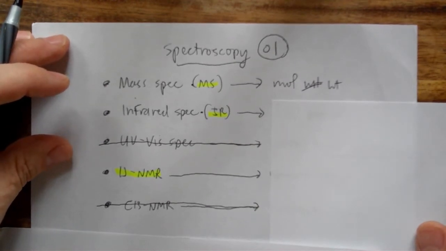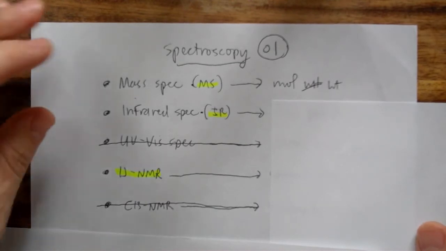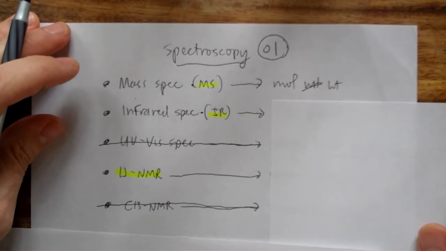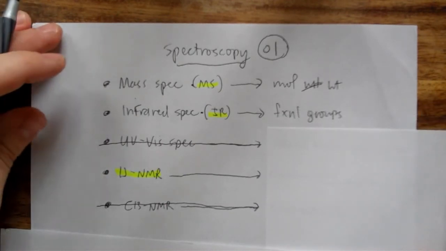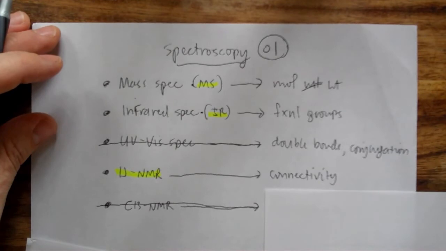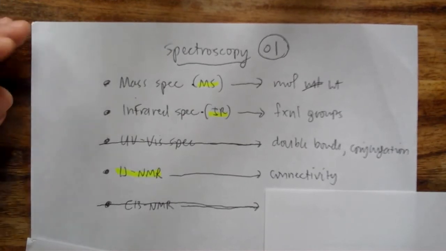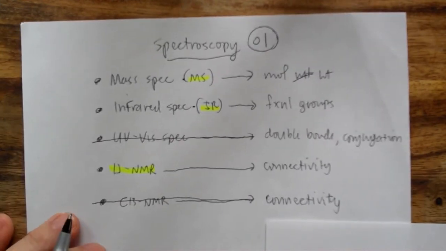What's the main take-home message for infrared spectroscopy? So you may have paused this video to figure it out, and hopefully you did. This will make a lot more sense to you if you're thinking ahead. Functional groups is the main take-home message for that. As I said, I'm going to skip UV vis. It has to do with double bonds and conjugation. And the main take-home message for proton NMR is connectivity. And as I said, carbon-13 NMR is also connectivity.